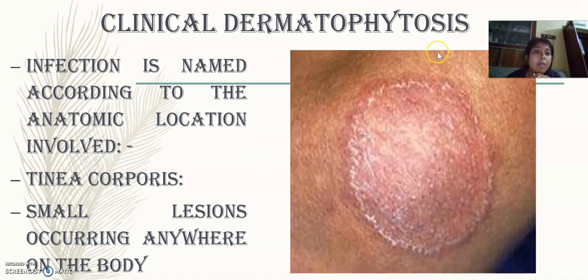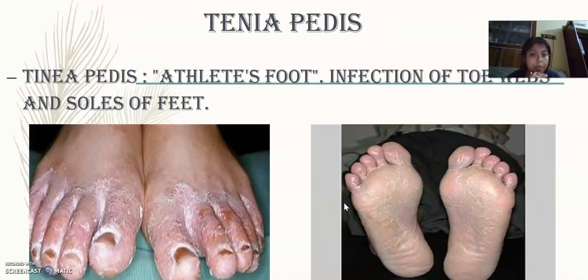Now, clinical dermatophytosis, that which gives you a clinical manifestation, a clinical significance. Infection is named according to the anatomic location involved. The location in which they are causing the disease, accordingly the infection is named. Like Tinea corporis. Tinea corporis is a small lesion occurring anywhere in the body. I have shown here the part of the hand, but it can be on the legs or any part of the body. So that is your Tinea corporis.